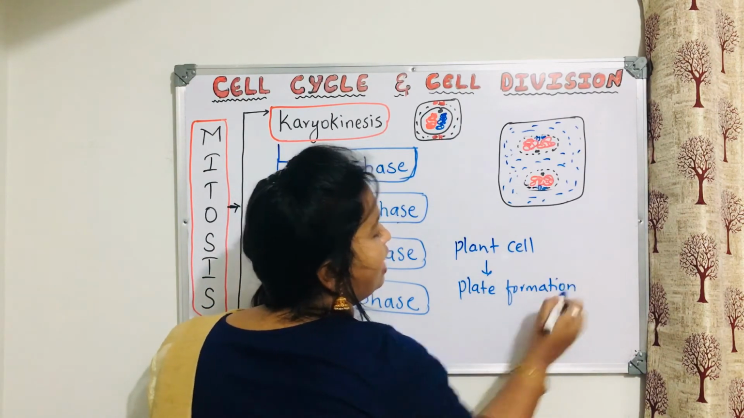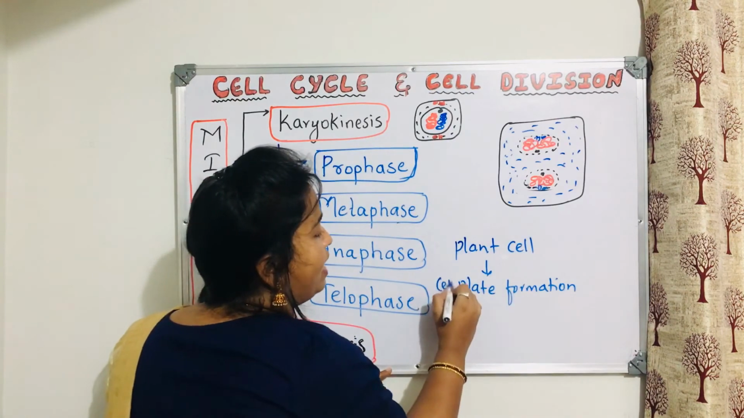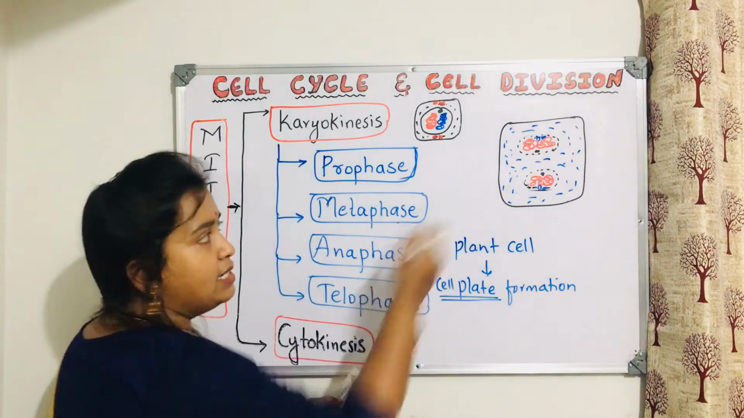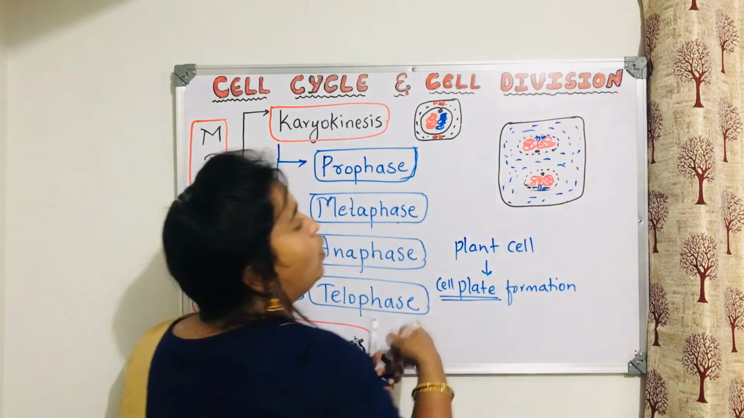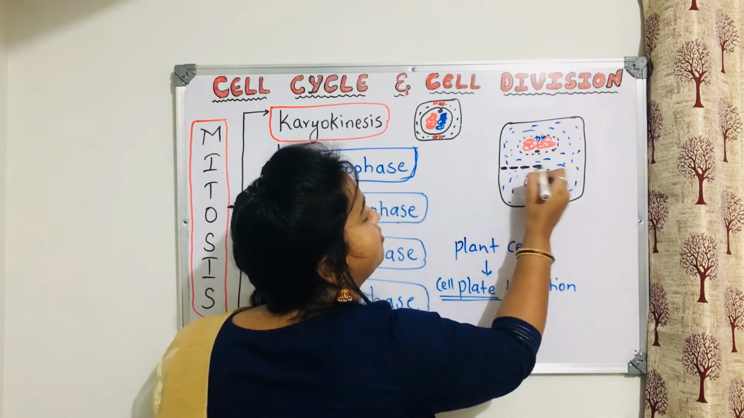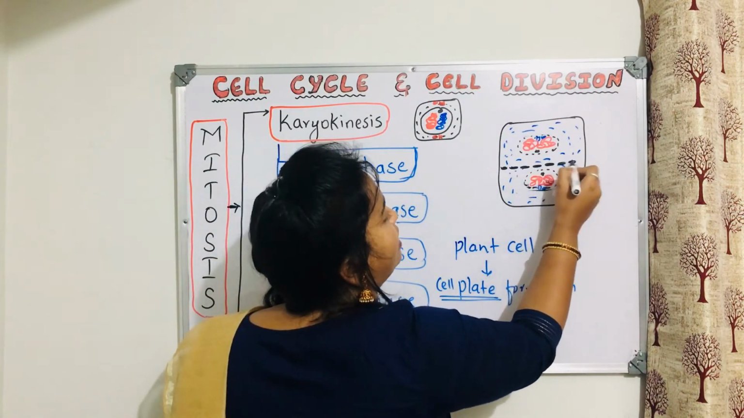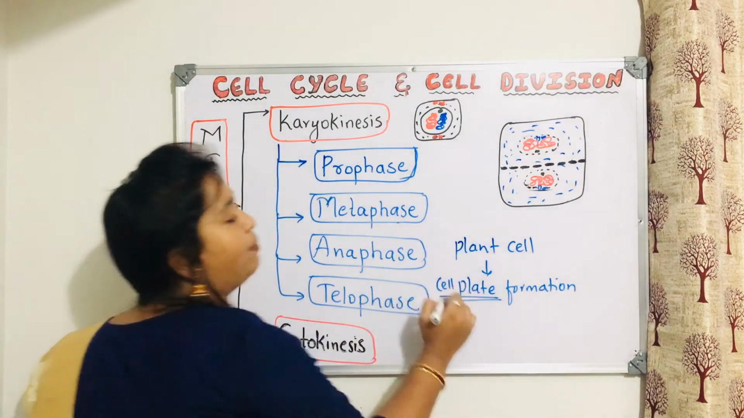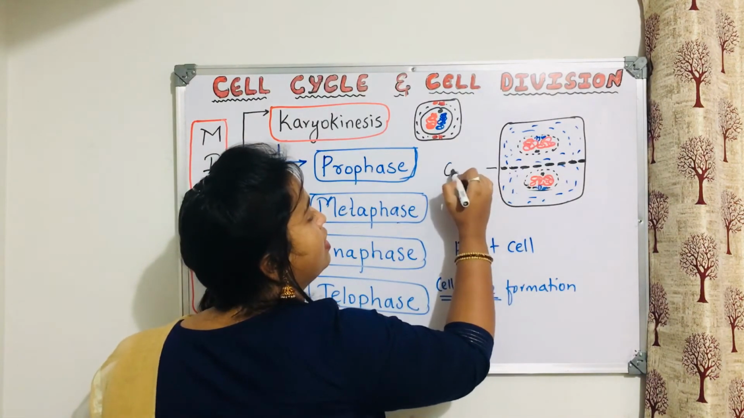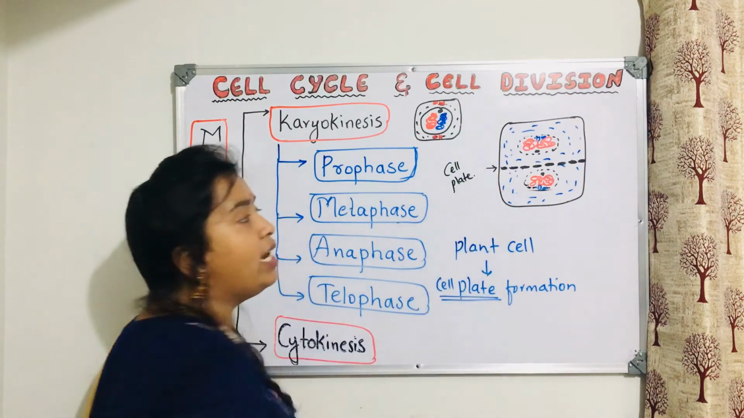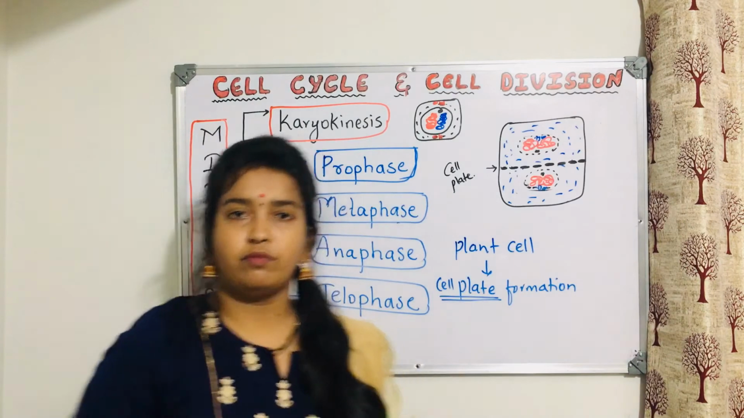If it is a plant cell, how does the cytoplasm divide? By cell plate formation. What is this cell plate? If it is a plant cell, you will see that slowly a plate formation will start like this, which will divide the cell into two. This is called the cell plate. Cell plate formation is usually found in plant cells.